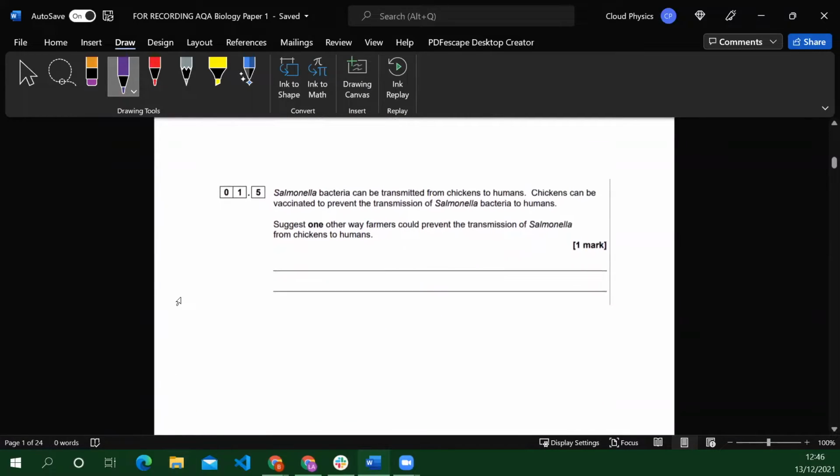Okay. So salmonella bacteria can be transmitted from chickens to humans. I'm sure you've all heard about that, about salmonella being found in uncooked chicken. Chickens can be vaccinated to prevent the transmission of salmonella bacteria to humans. Suggest one other way farmers could prevent the transmission of salmonella from chickens to humans.